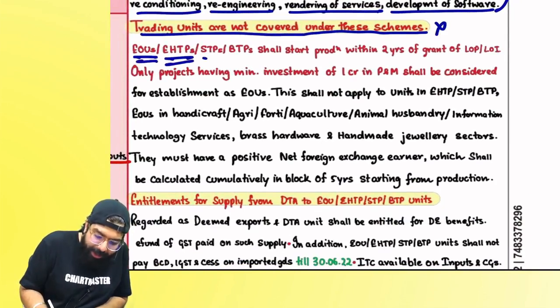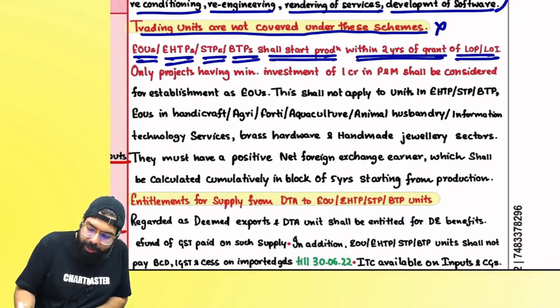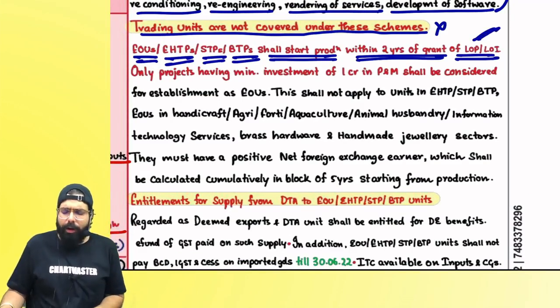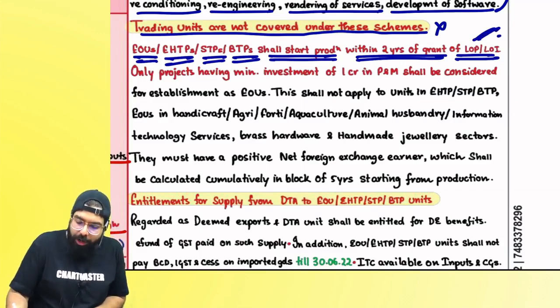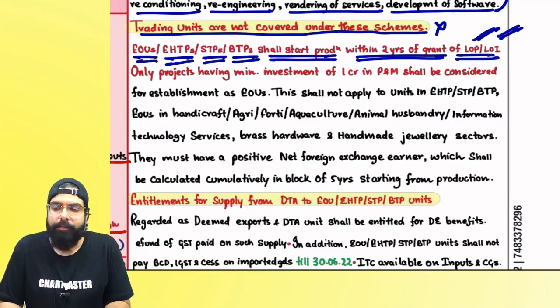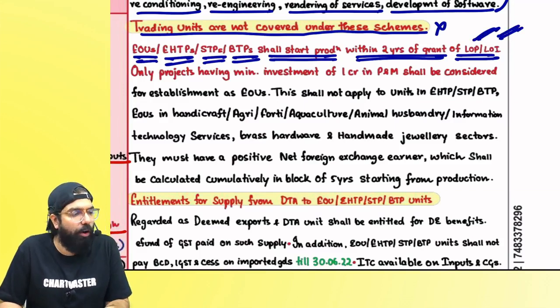EOU, ESTP, STP, BTPs can start production within how much time? 2 years of grant of LOP, letter of permission or letter of intent.